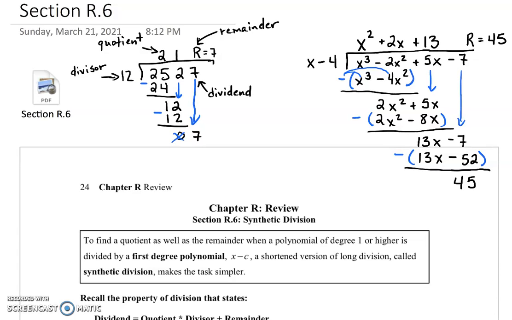So that's a reminder about long division. And in the next video, we will talk about synthetic division, which is, remember, a shortcut for polynomial long division.